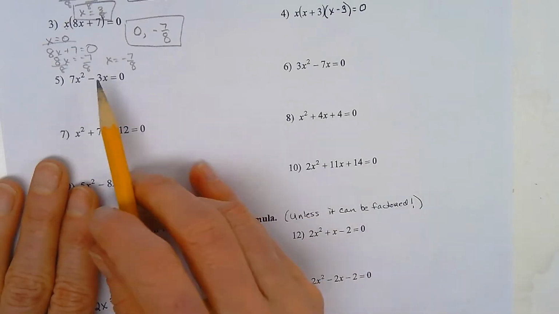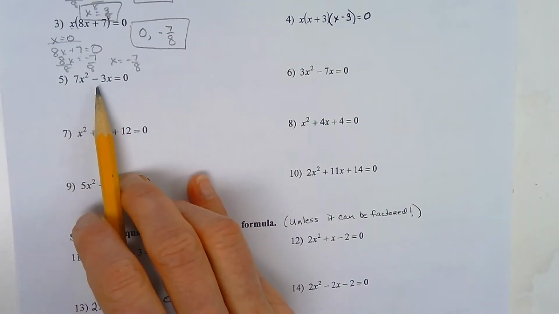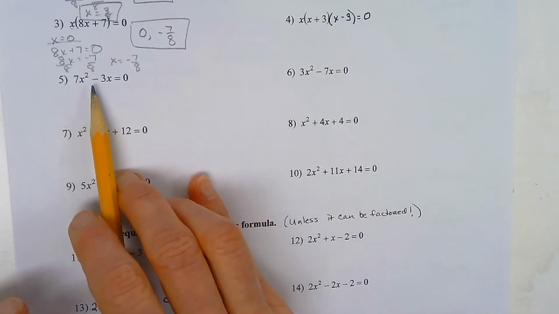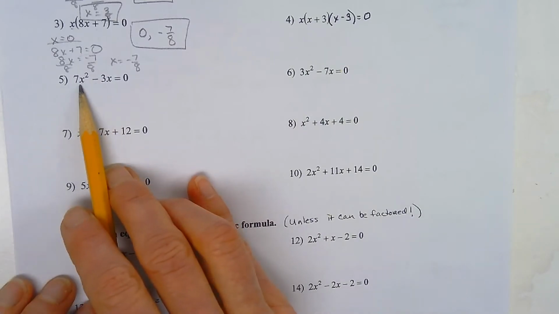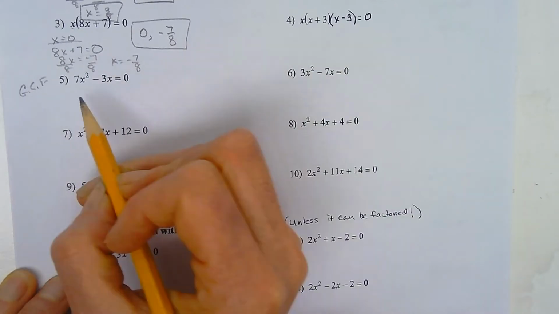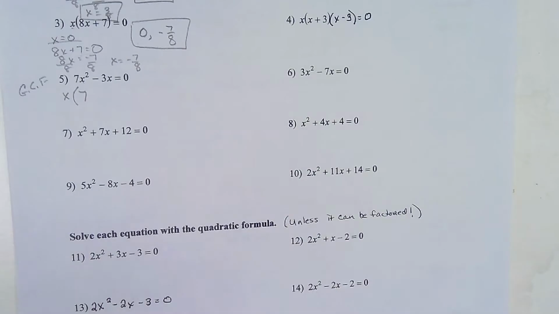Number 5. Number 5 needs to be factored. It's not factored. I have a minus here without parentheses, and it's just not in factored form. Now this I can factor by using the greatest common factor. So I'm going to factor out an x, and I get x times 7.